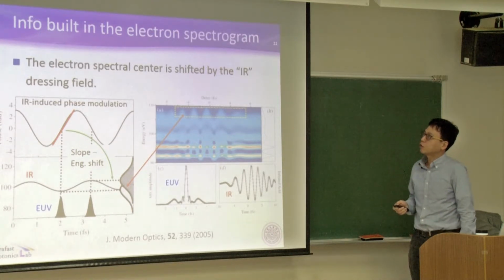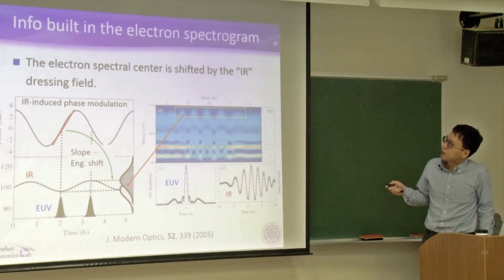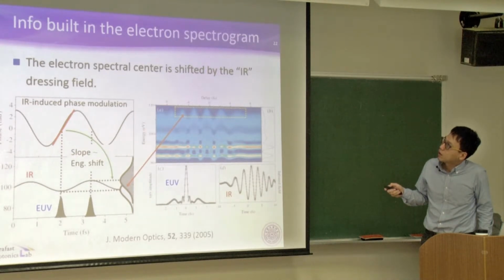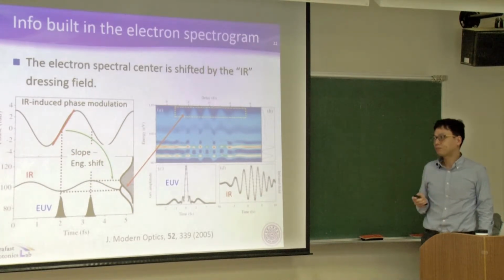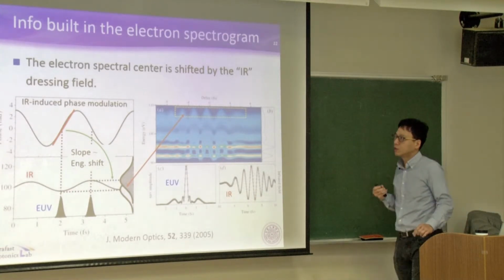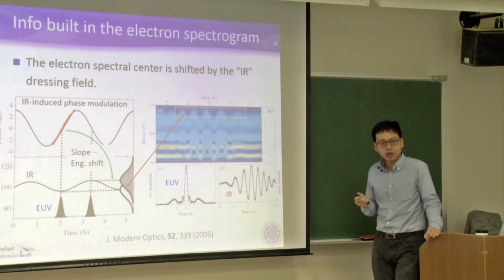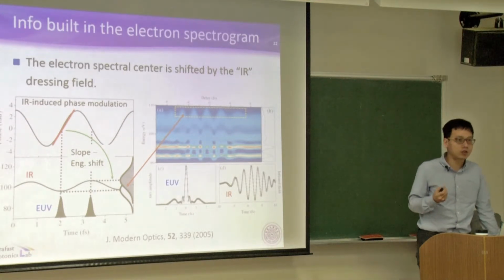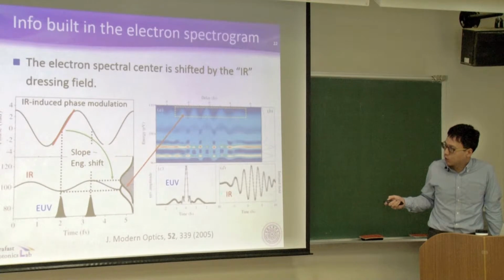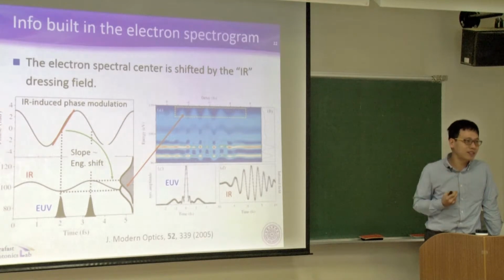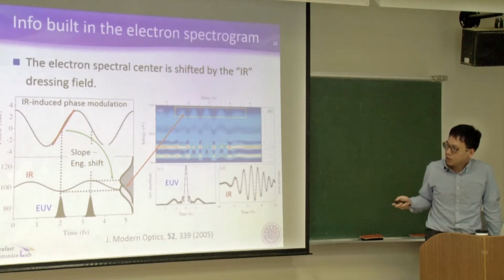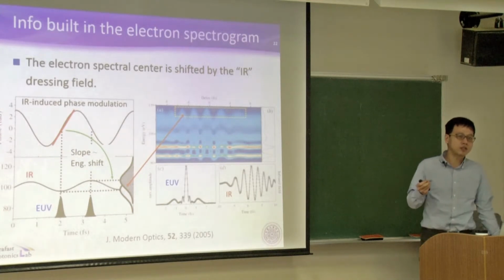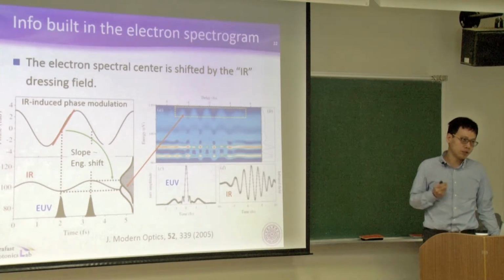Then, what could they do? In this figure, we try to illustrate why the electron can reveal the information of actually both the infrared driving pulse as well as the EUV pulse. You can get two things at the end. Okay. So imagine you have some EUV pulse here, but this EUV pulse comes from high harmonic generation in the presence of infrared driving pulse.